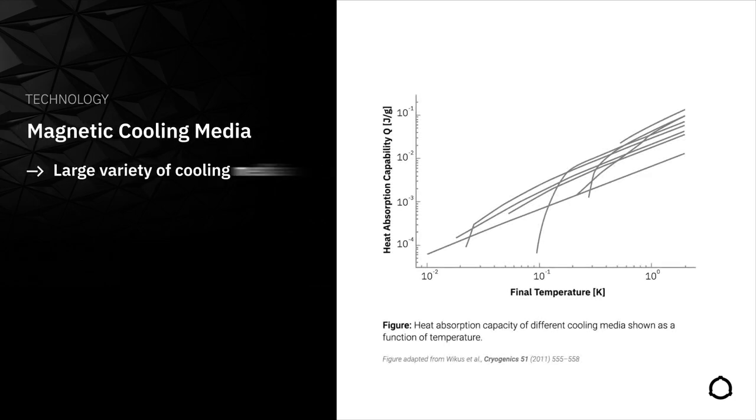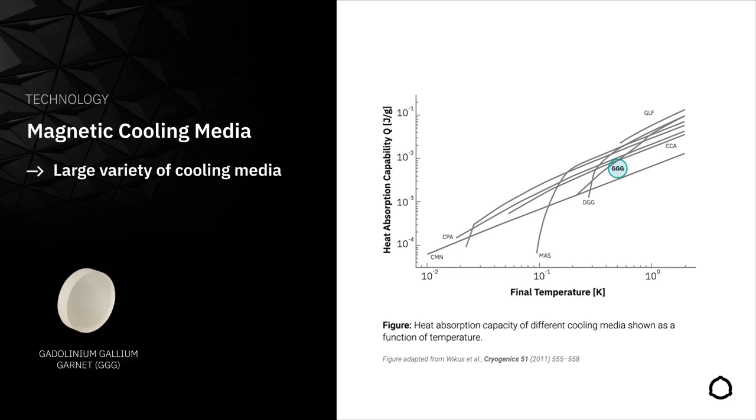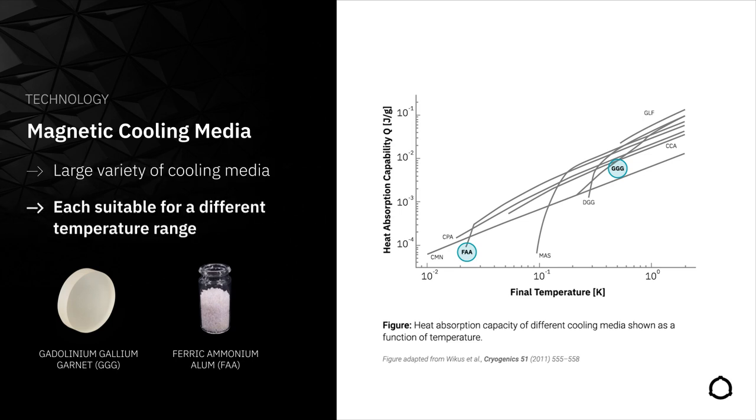A variety of materials can be used for magnetic refrigeration. As shown in this graph, some promise high cooling capacity, while others can go down to very low temperatures. The choice of the cooling material will therefore depend on the intended purpose and cooling requirements.